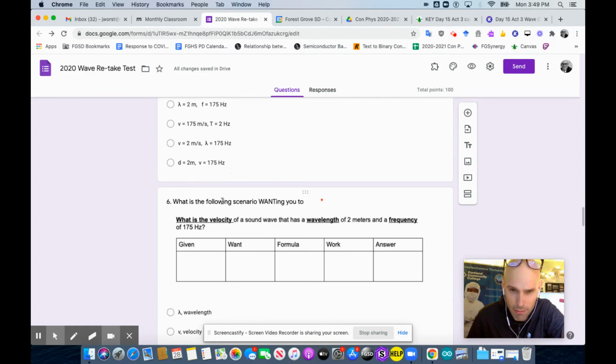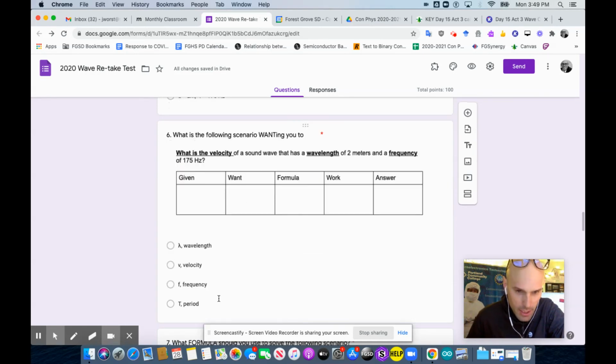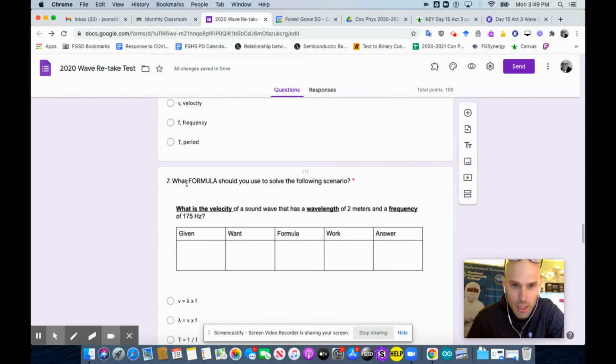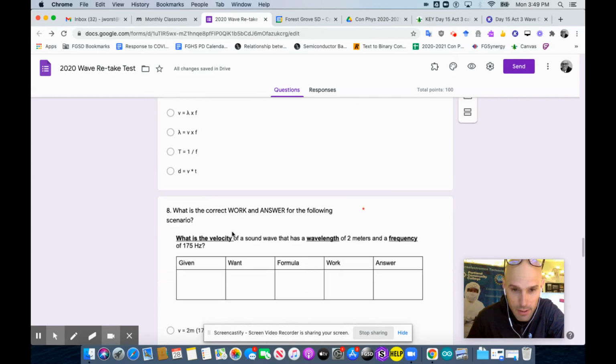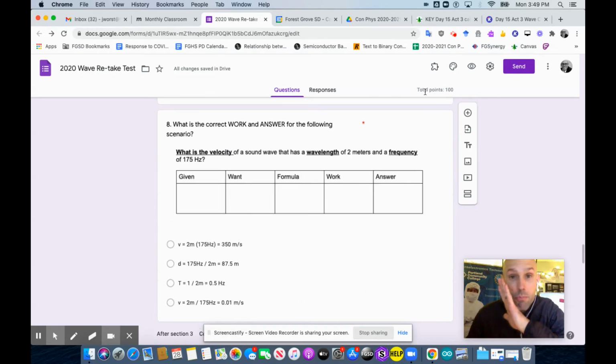Next, you're going to be asked, what is the following scenario wanting you to find? So what do you want to find? What is it asking you to solve for? So what would you put here? We have some options there for you. Then what formula should you use? There's some options. What are the work and answers? Okay, so you've done this many times before. At least hopefully you have.